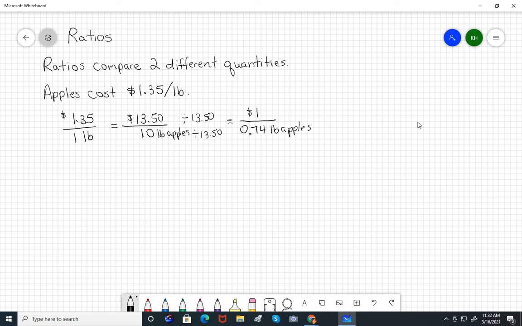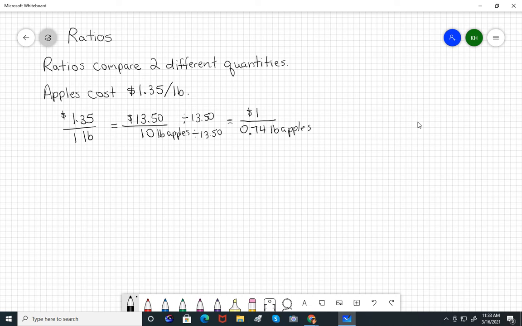All of those are equal ratios. $1.35 divided by 1 or $13.50 divided by 10. If you do $1.35 divided by 1, you of course get $1.35. If you do $13.50 divided by 10, of course you get $1.35. If you do 1 divided by 0.74, you get $1.35. So all of those are the same.